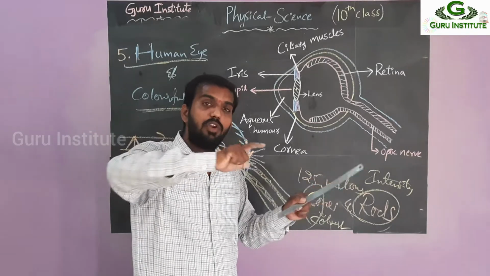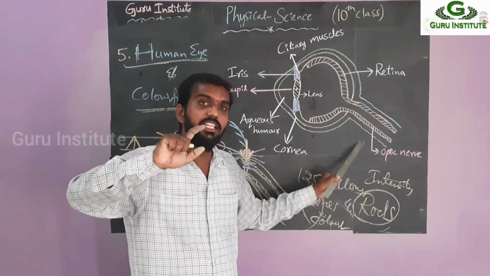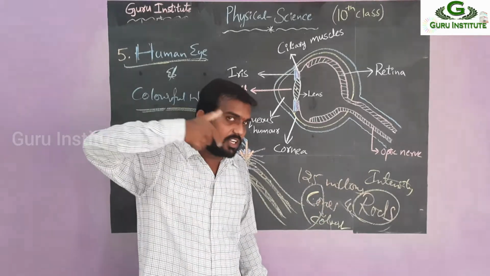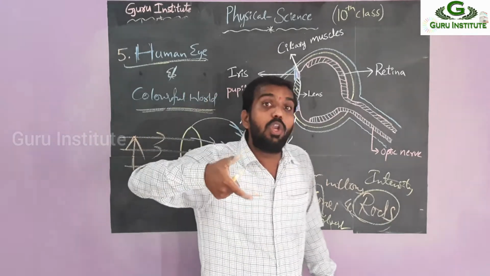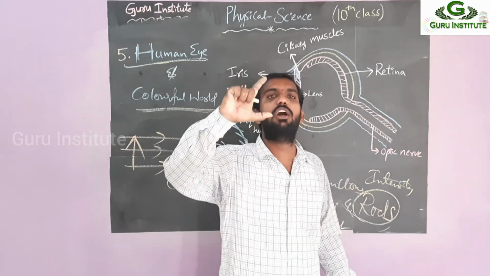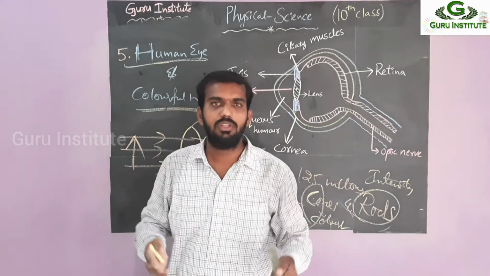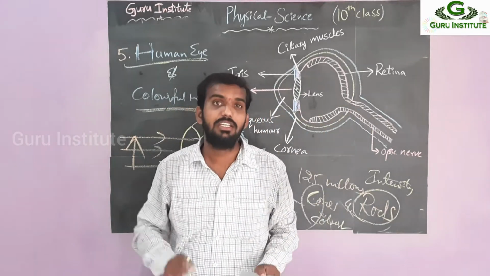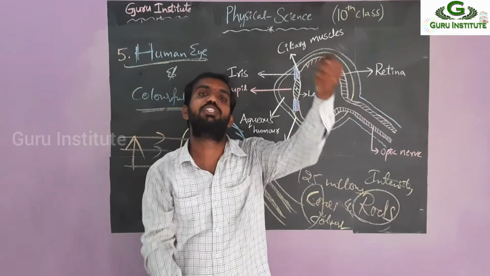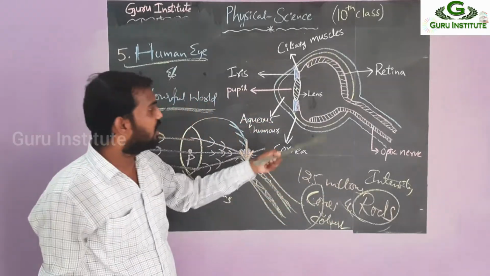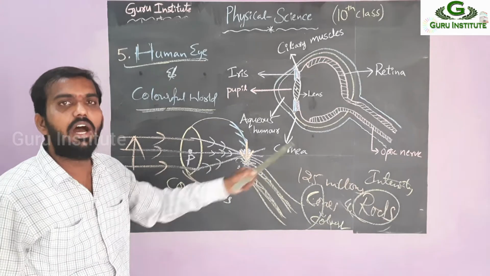The inverted image is not corrected directly in the eye. In the eye it is only inverted. After this, it is connected to the brain. The brain itself will straighten the image, and you feel the object exactly as it is in front of you. Otherwise you would see this wall in a reverse manner. Okay, so this is the structure and functioning of our eye.